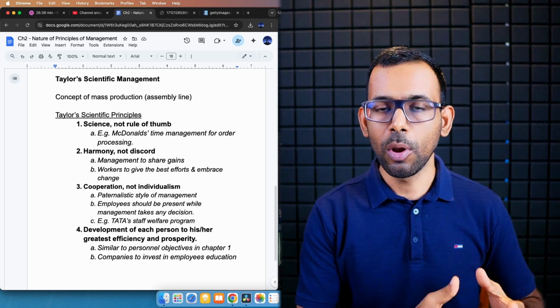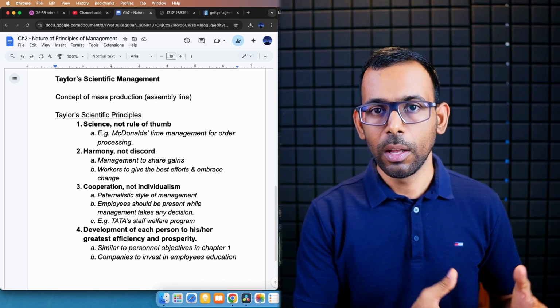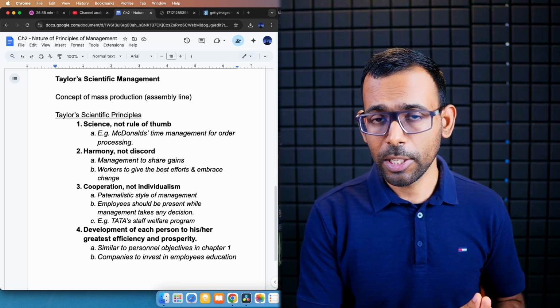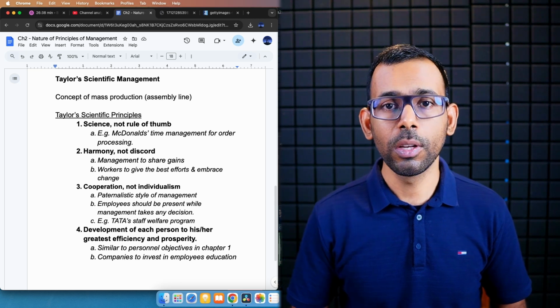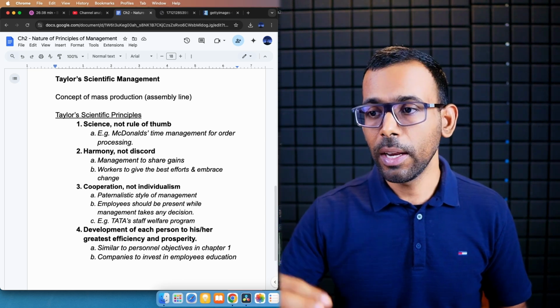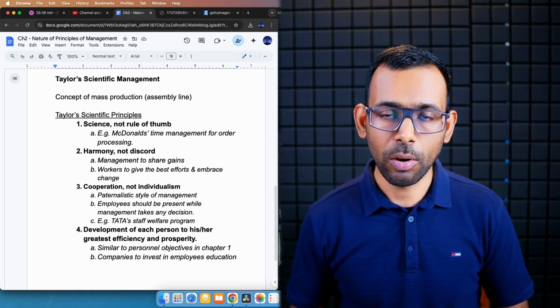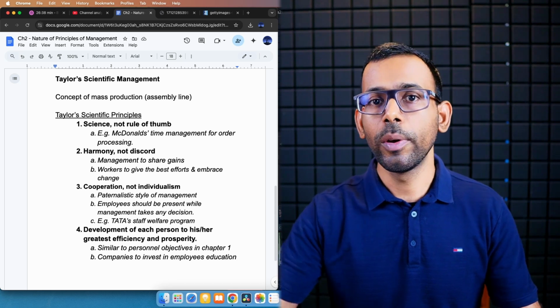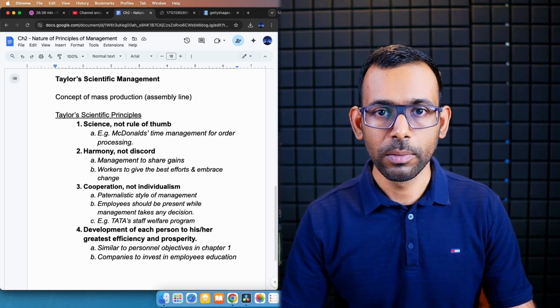So management should not just focus on profits, the company's profit or company's growth. Management should also focus on whether employees are growing in their career or not. Are they learning? Are they growing in their career? Are they building their skills?